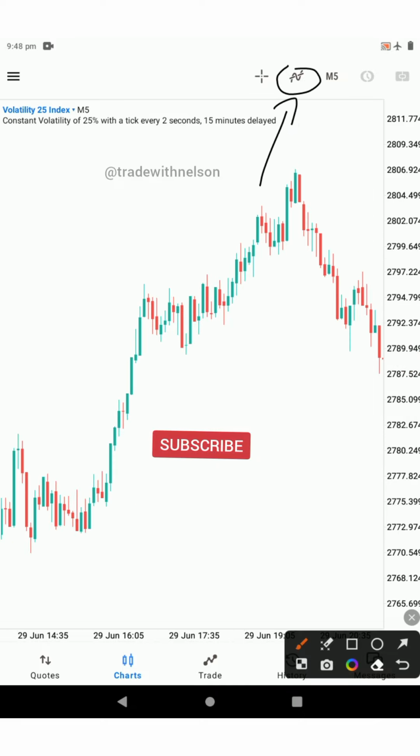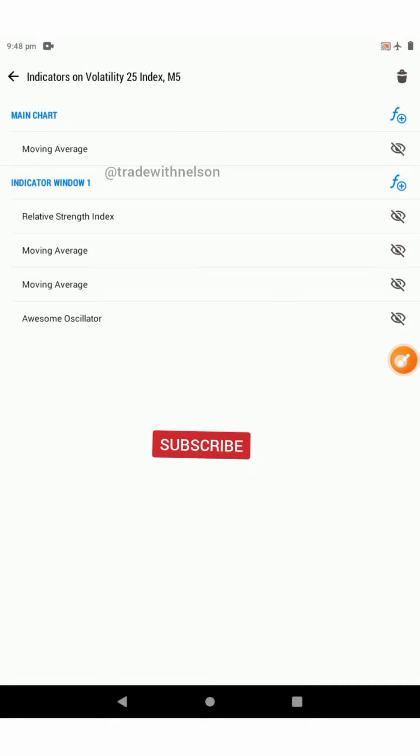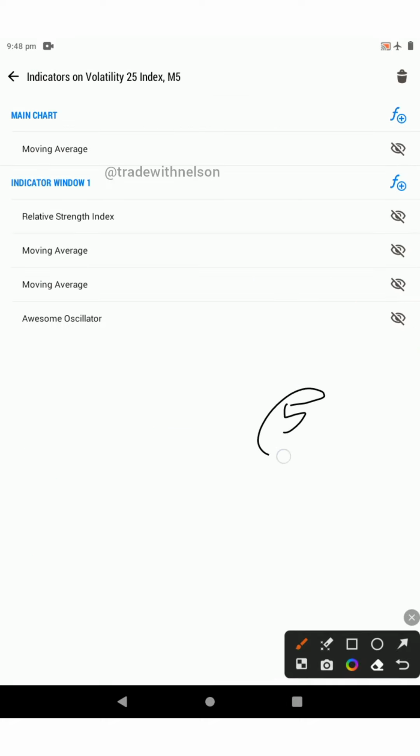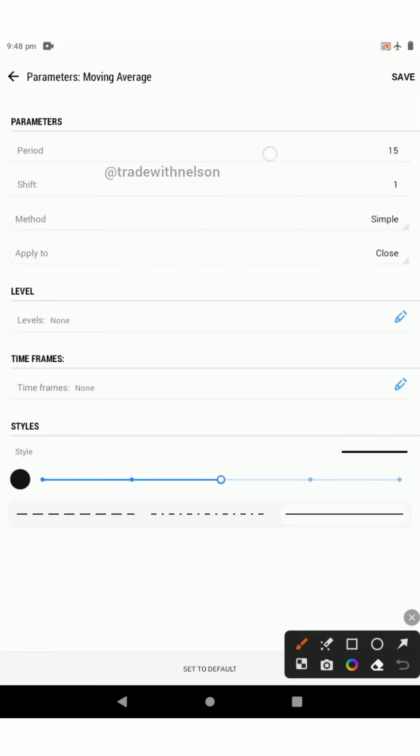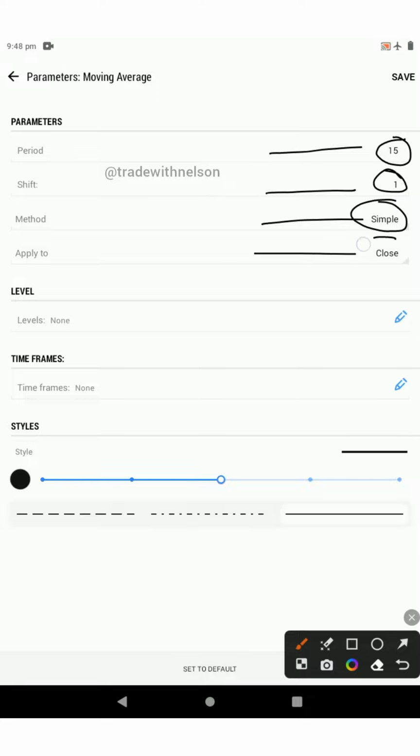Click on this indicator icon over here. As you can see, I have just 5 indicators: moving average, relative strength index, moving averages, and awesome oscillator. To set up the first moving average, click on the F icon on the main chart. Moving average, make your period to be 15, shift to be 1, method to be simple, apply to close. For the styles, make it color of your choice, select picture of your choice. After that, click on save.